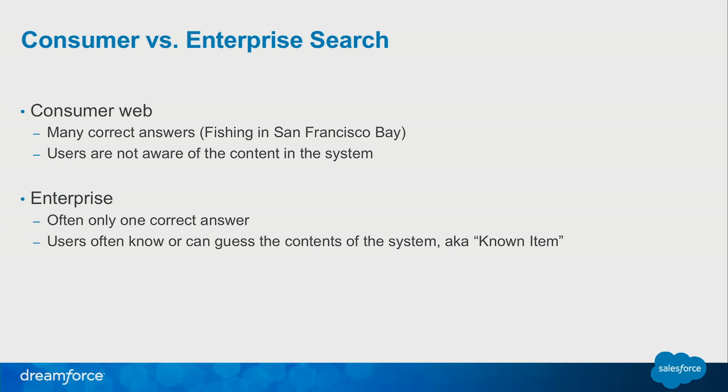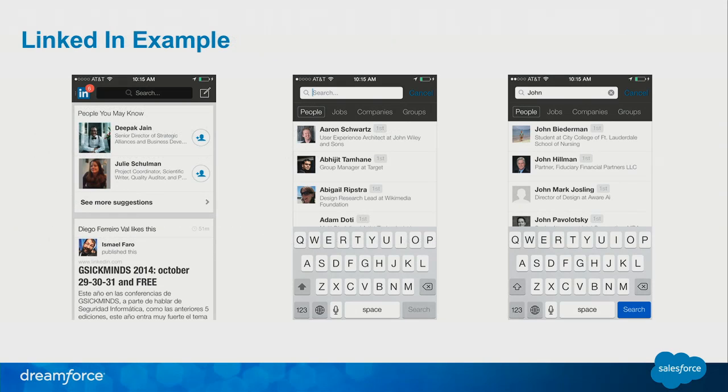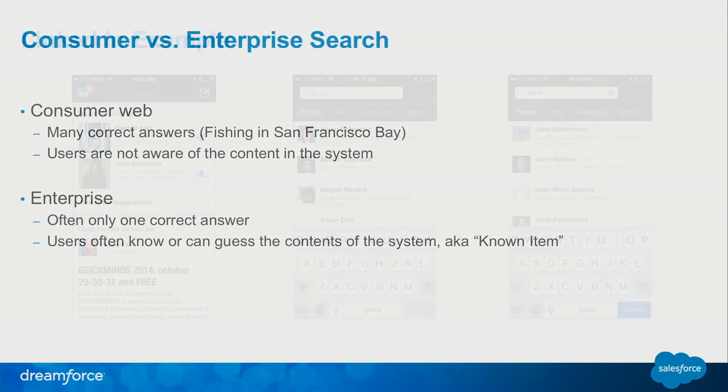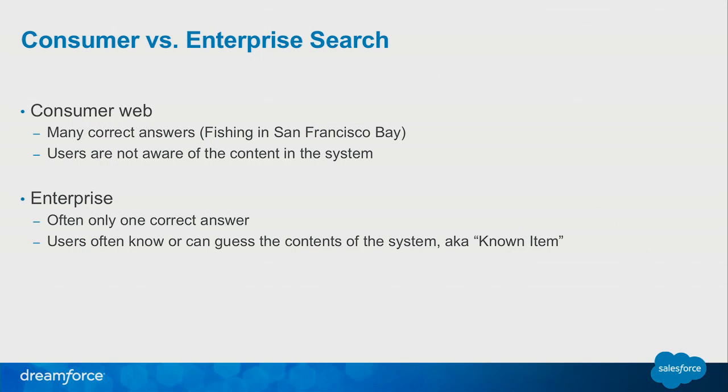But in enterprise, there's often only one correct answer. So I can tell you, there is only one John Biederman. If you knew him, you would know there's only one John Biederman, right, as far as I'm concerned. And so when I'm looking for that, I'm not looking for a list of John Biedermans. I'm looking for my John Biederman. And users often know or can guess the contents of the system. It's a known item search. This is often because they put the stuff in themselves, right?